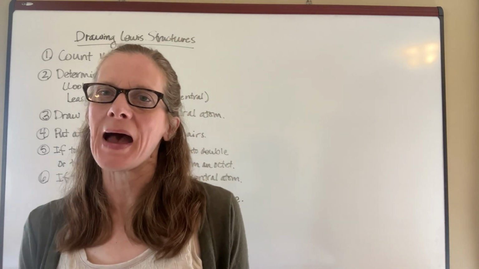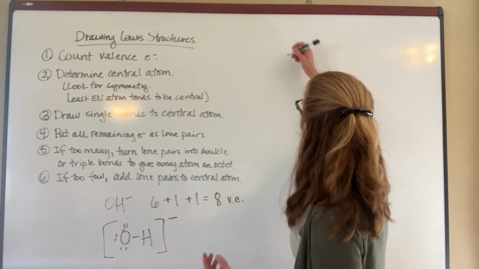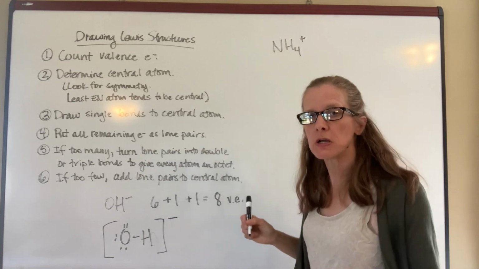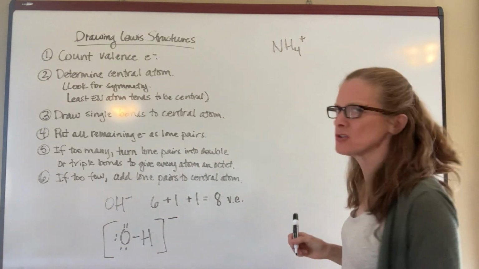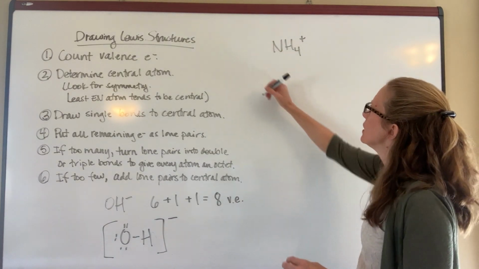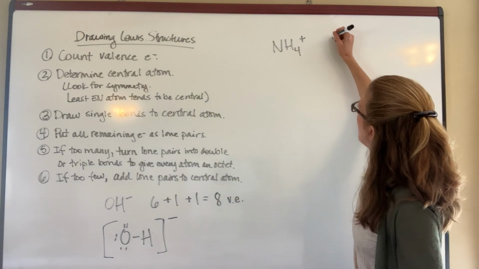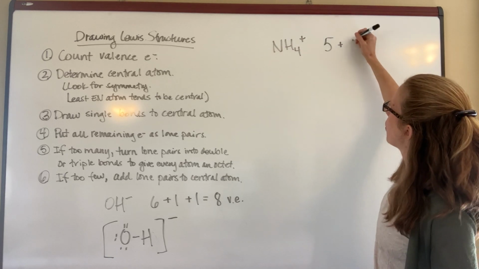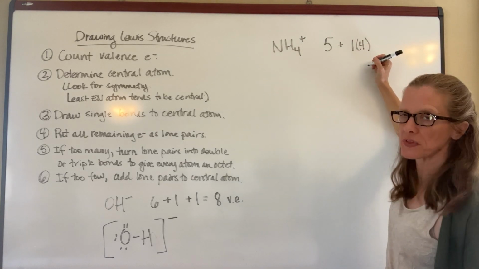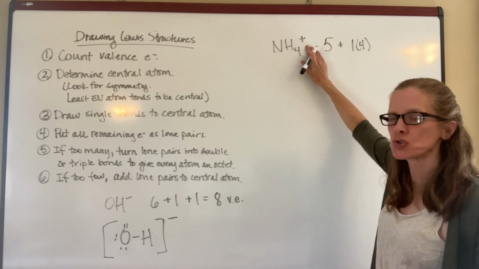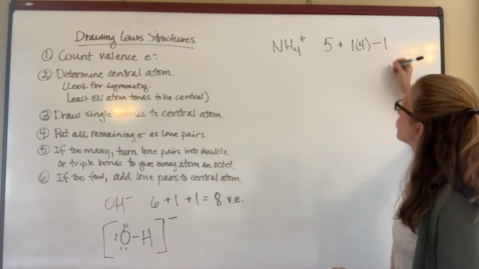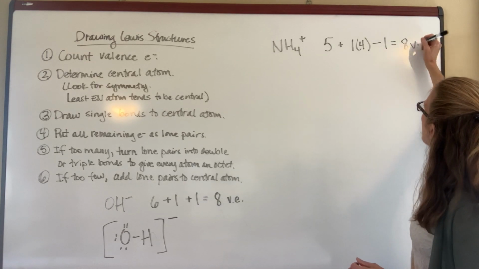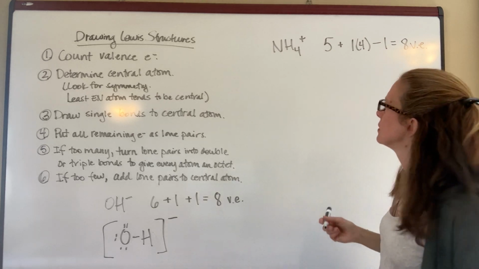What happens if I have a positive ion? An example of a positive ion would be NH4 plus, an ammonium ion. That's one that you memorized. So let's evaluate this one. Nitrogen is going to have 5 valence electrons. I have 1 for each hydrogen, and there are 4 of them. But because this has a positive charge on it, that means I've got to take away 1 of the electrons, and so that's going to give me a total of 8 valence electrons, okay?